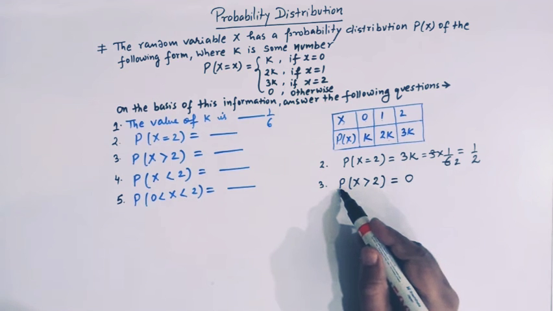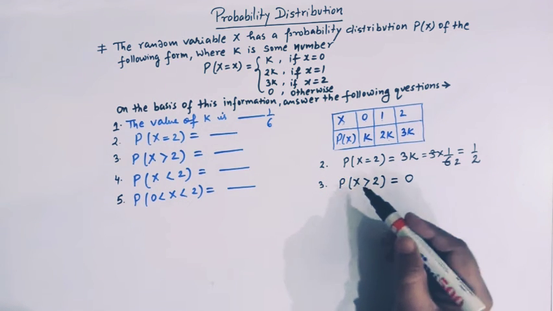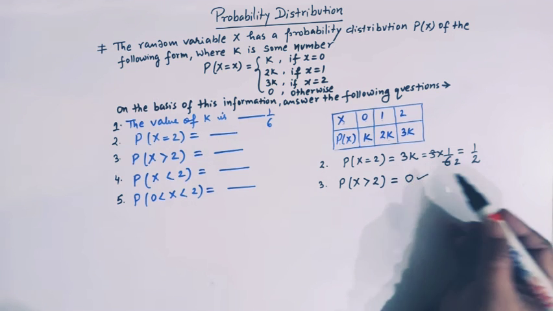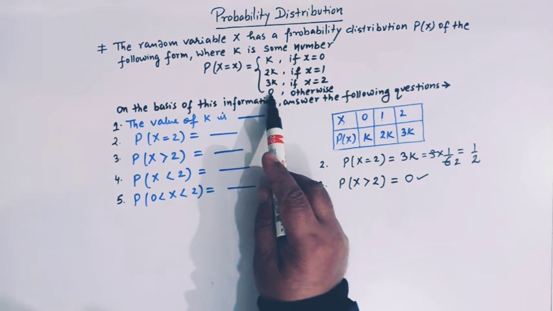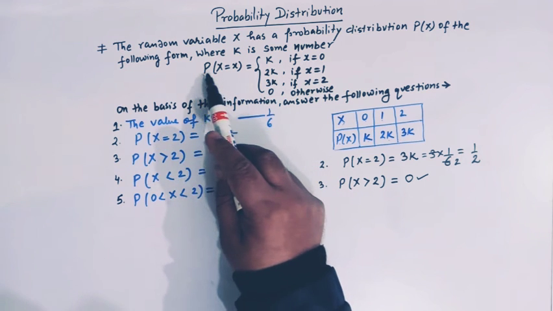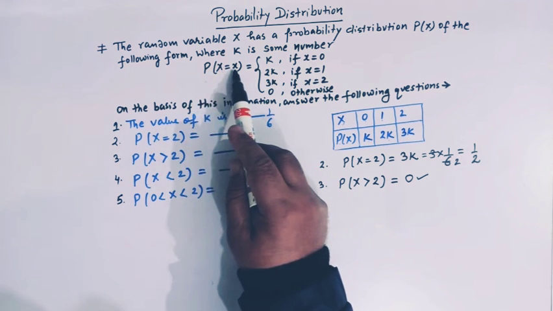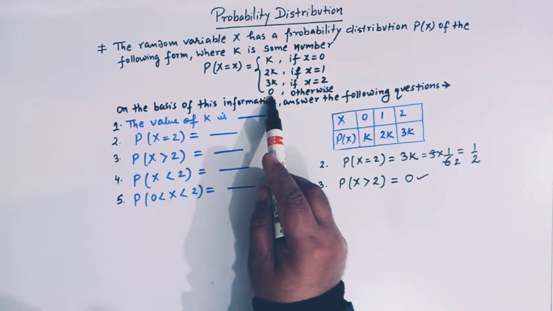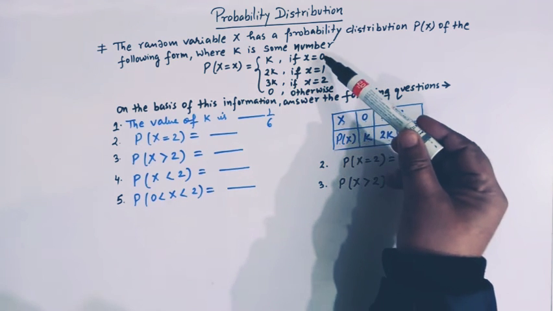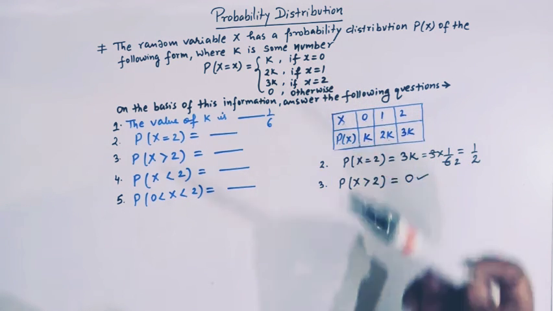Because when x is greater than 2, the value of p of x is 0. So the value of the probability when x is greater than 2 is equal to 0 because of this point, right? The reason is p of x is given as 0 whenever x takes values other than 0, 1 and 2.